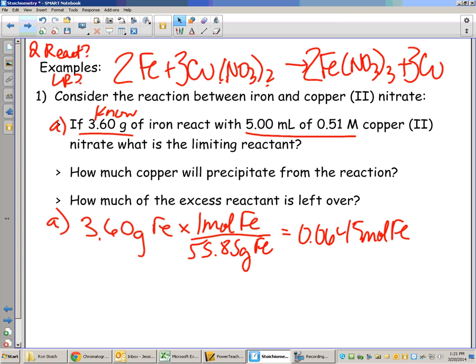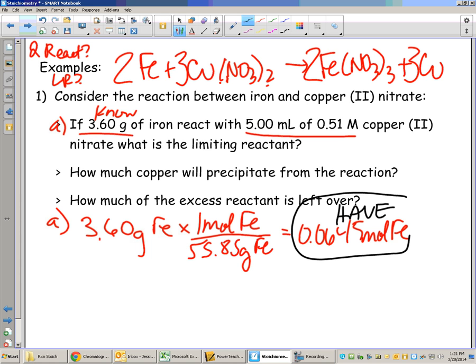And please, everybody do this exactly like this. Write this as a have. This is how much you have of iron. Because this is going to have a lot of numbers, and I want you to be able to locate what you have. Because that's what I have, and all I did was convert it to moles. I didn't change the darn thing.